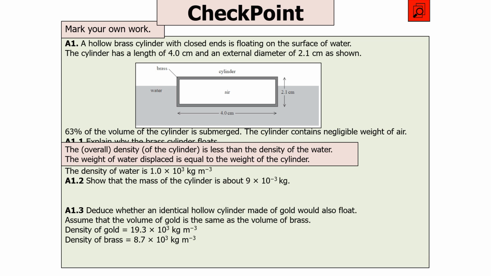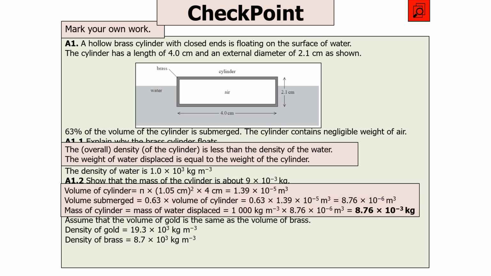Now, how can you show the mass is about 9 times 10 to the minus 3? Well, you work out the volume of the cylinder, which is pi r squared times h. So you can work it all through, and we're going to convert our centimeters into meters. Now, we know that the volume submerged will be 63% of the volume of the cylinder, so it's 0.63 times our value. So therefore, we get 8.76 times 10 to the minus 6 meters cubed. The mass of the cylinder has to be the mass of the water displaced, so it's 1,000 kilograms per meter cubed times 8.76 times 10 to the minus 6, so it's 8.76 times 10 to the minus 3 kilograms.